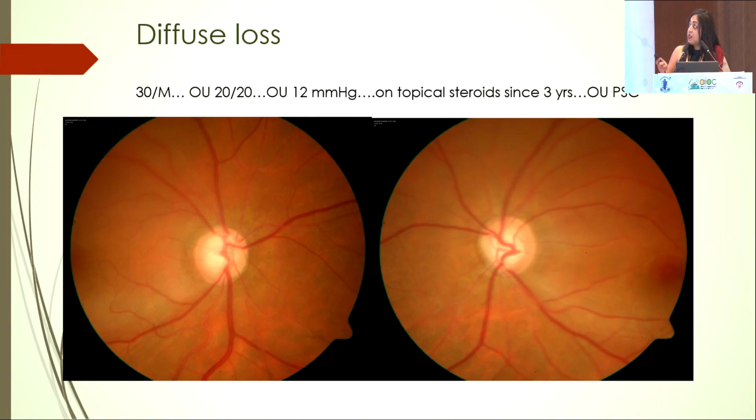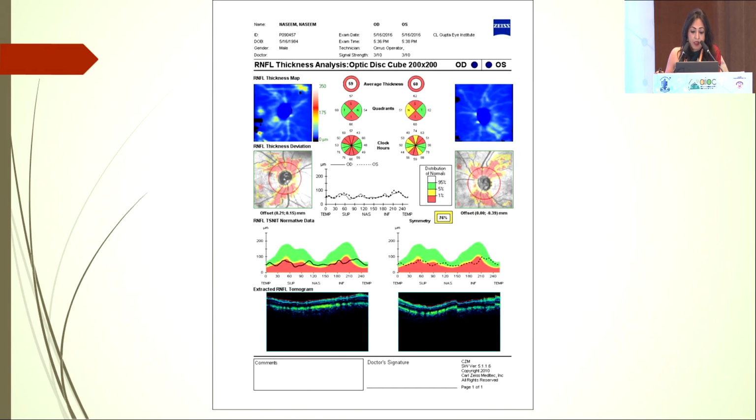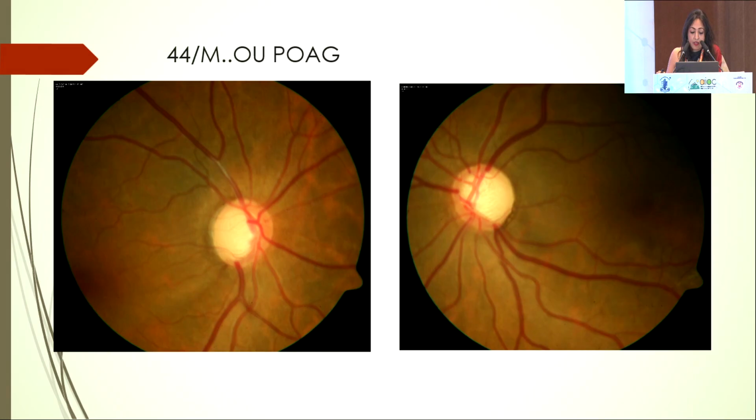So this was a case of a 30-year-old male. Pressures were 12, vision was absolutely okay, but he has been on steroids on and off since many years. There was a PSC in both eyes, and this is how it looked. A very diffuse sort of RNFL defect. This was the OCT scan.